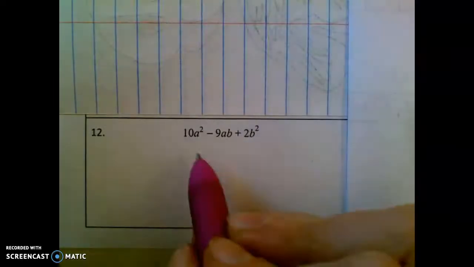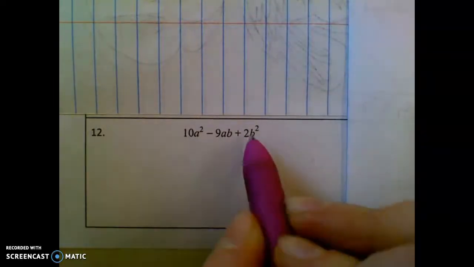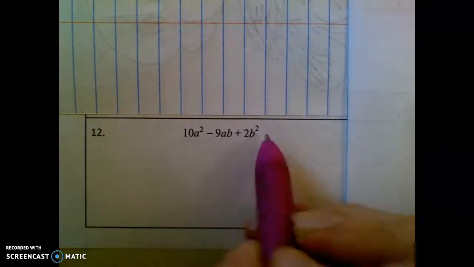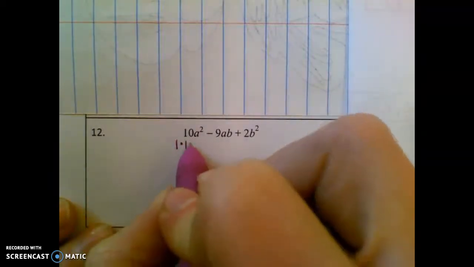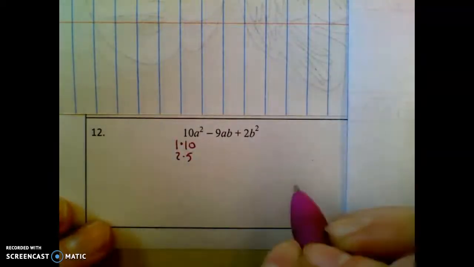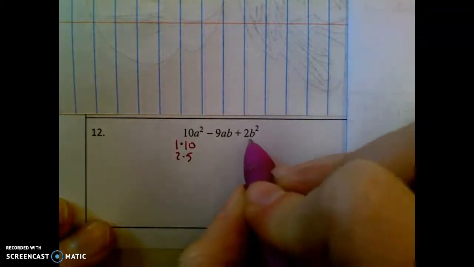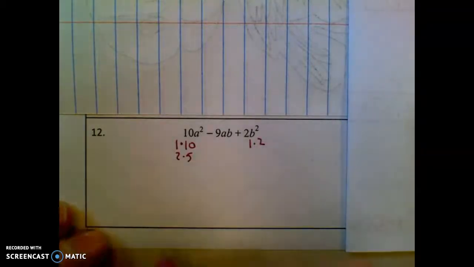All right, number 12. Again, step 1 is check for GCF. 2 doesn't go into 9. There's no common variables, so there's no GCF. So I'm going to go ahead and list my factor pairs for my first term, because it's not a 1 and I can't do x method, and my factor pairs for my last term. I'm just going to go ahead and guess and check until I get it right.